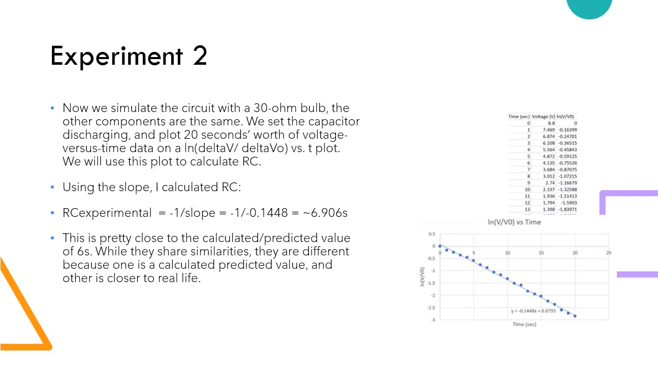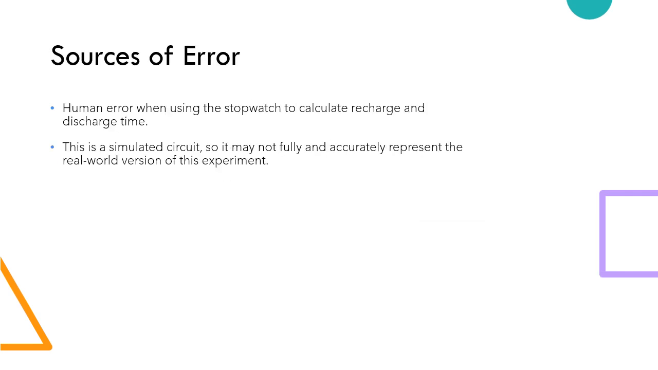This is pretty close to the predicted value of 6 seconds that RC would have if it was calculated with the equation. While they share similarities, they are different because one is a calculated predicted value and the other is closer to real life. Sources of error.